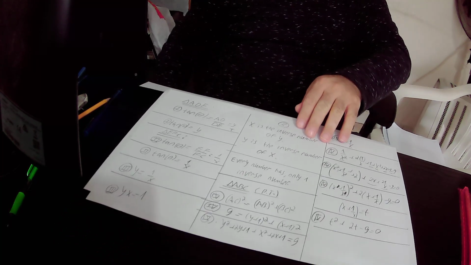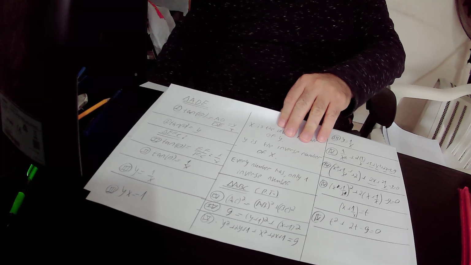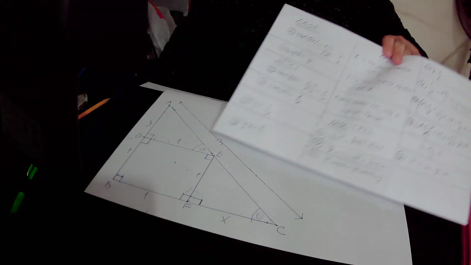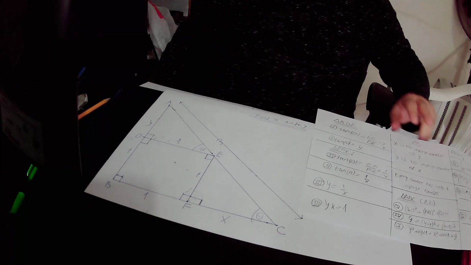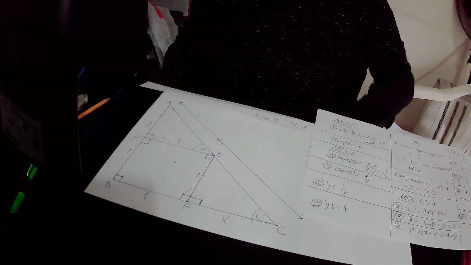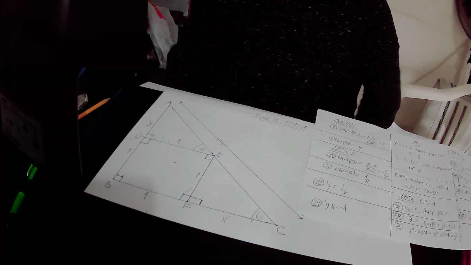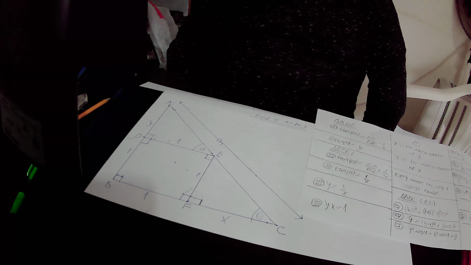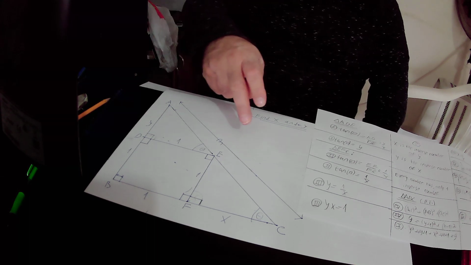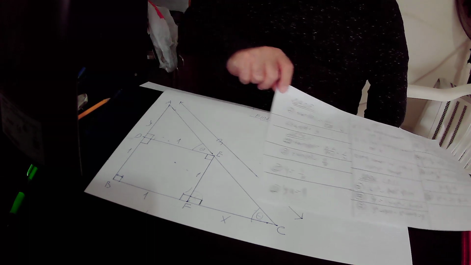So then we focus on the right triangle, triangle ABC. In the right triangle, triangle ABC, according to the Pythagoras theorem, the square of the hypotenuse equals the sum of the squares of the perpendiculars. The hypotenuse is AC, so the square of the hypotenuse is AC squared.